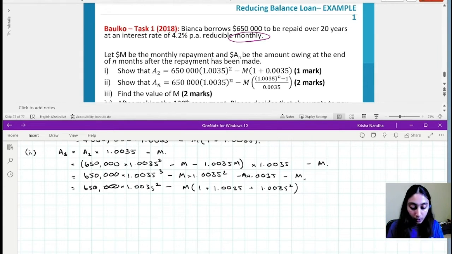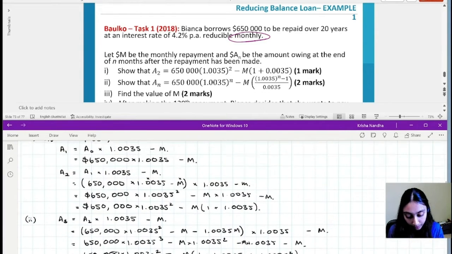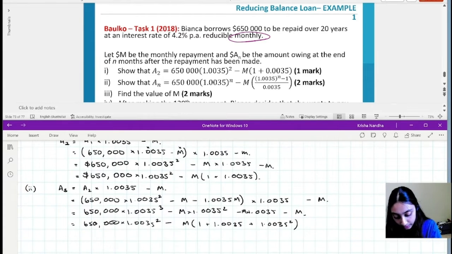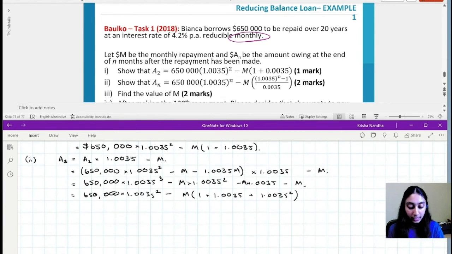So let's take a look at what happens. The first time, it's just minus M. The second time, it's minus 1 plus 1.0035. And the third time, it's 1 plus 1.0035 plus 1.0035 squared. So each time that we're going around, we're adding a new term, and the next one would be 1.0035 to the power of 3, right? And it'll keep going like that.